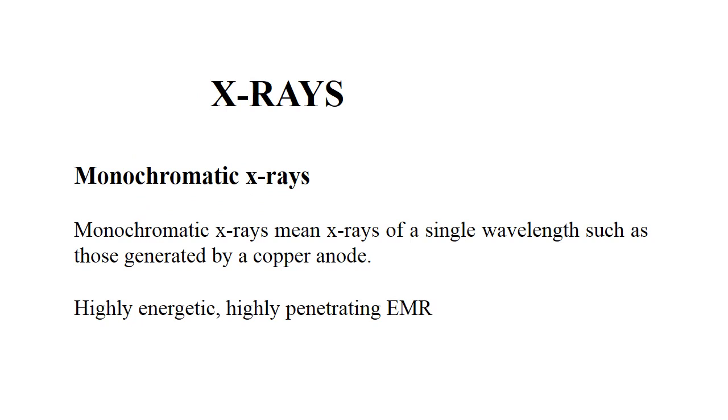X-rays. For the process of diffraction, we need monochromatic X-rays. X-rays are highly energetic and highly penetrating electromagnetic radiations. Monochromatic X-rays mean X-rays of a single wavelength, such as those generated by a copper anode.